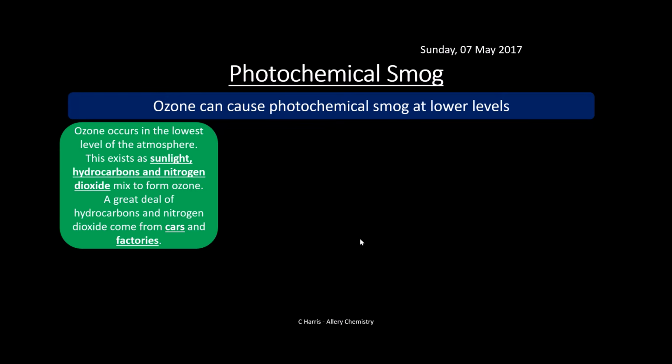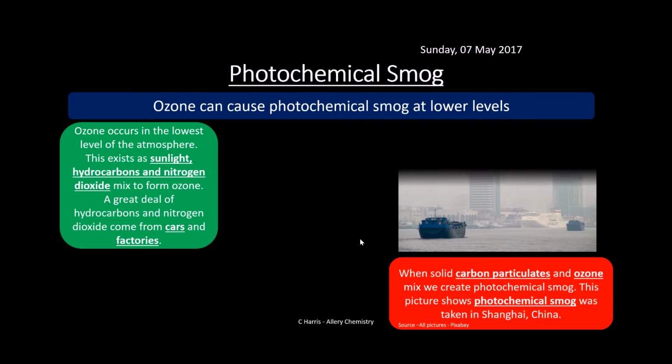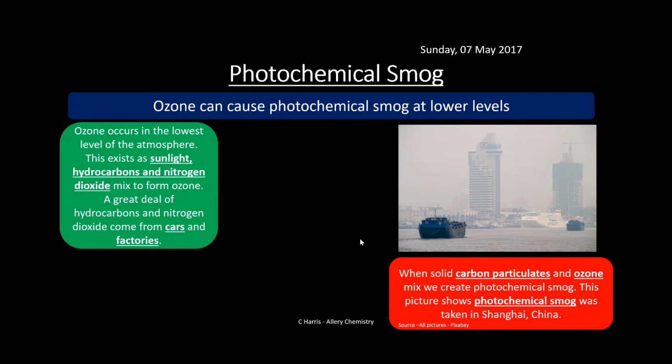Now your hydrocarbons are the fuel that we're burning, and nitrogen dioxide is formed when we burn a fuel. If we've got enough heat and pressure, we can form nitrogen dioxide. A great deal of hydrocarbons and nitrogen dioxide, like I said, come from cars and factories. And when these solid particulates and ozone mix, we create this thing called photochemical smog. This picture here in particular shows some photochemical smog in China.